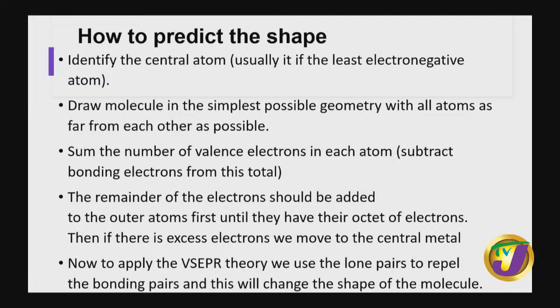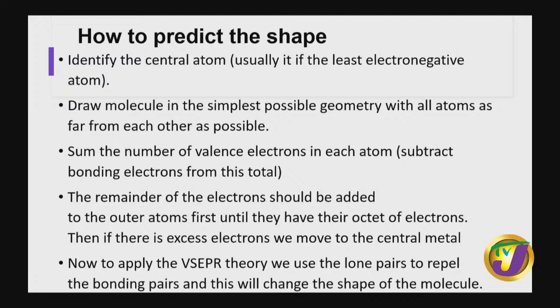The next step says the remainder of the electrons should be added to the outer atoms. So if you have excess electrons, we should put those excess electrons around the outer atoms until the orbital is completely full, right? So in other words, if you have fluorine as the outer atom, you should put electrons around fluorine until you have 8 electrons around fluorine.